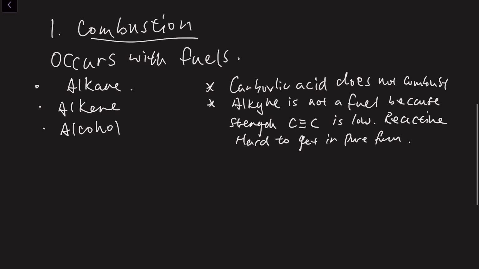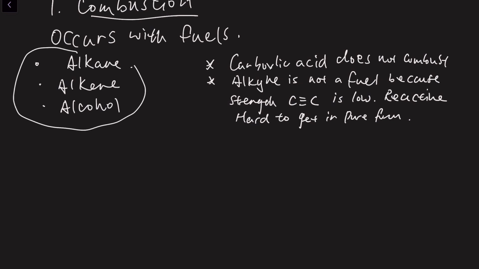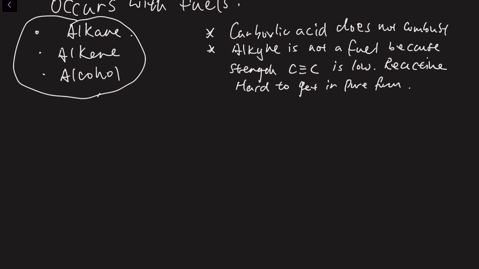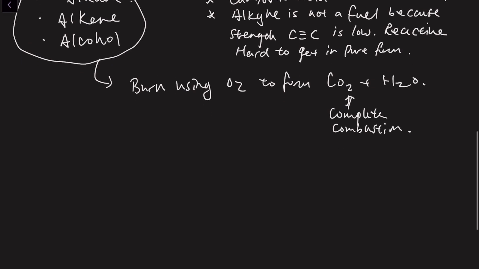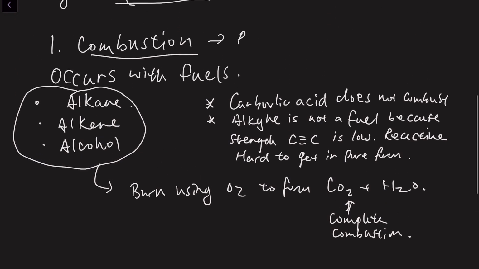So all those molecules, whether it's alkane, alkene, or alcohol, they burn using oxygen gas to form carbon dioxide and water. So this is complete combustion. Of course, for incomplete combustion, you can get carbon monoxide or even carbon as your product. So combustion is redox reaction. It involves a transfer of electron, or gaining of oxygen and losing of hydrogen.